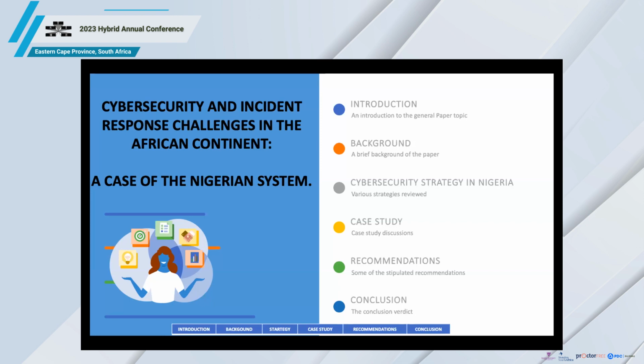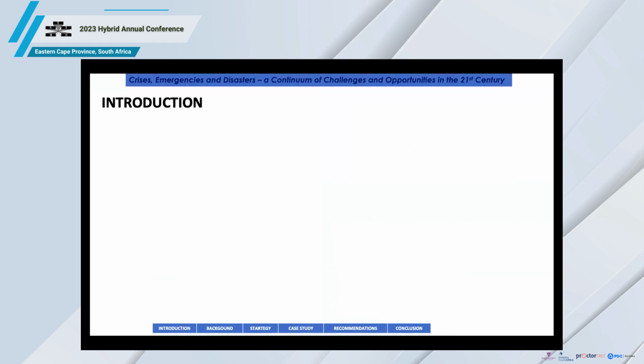We're also going to cite some specific case studies, notable cases and examples, to back up with data the cases we're trying to make. That will be followed by some recommendations that we have extracted and proposed in order to improve the Nigerian system specifically, and then we'll conclude with a general conclusion.